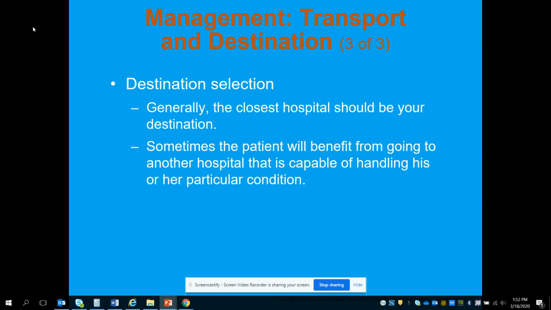But then we also want to keep the patient's choice into consideration as well. We can't twist anybody's arm. If we recommend going somewhere and they refuse that, then we can fill out the refusal for it. We can contact medical control if we need to. But ultimately, we want to get them to the best definitive care that we can. So that's going to depend on what is going on and what type of ultimate treatment they are going to need.